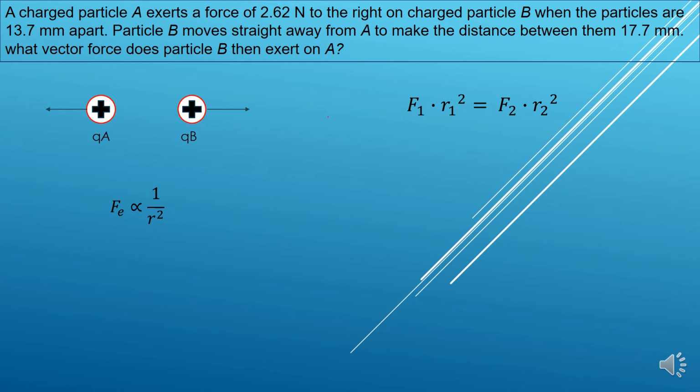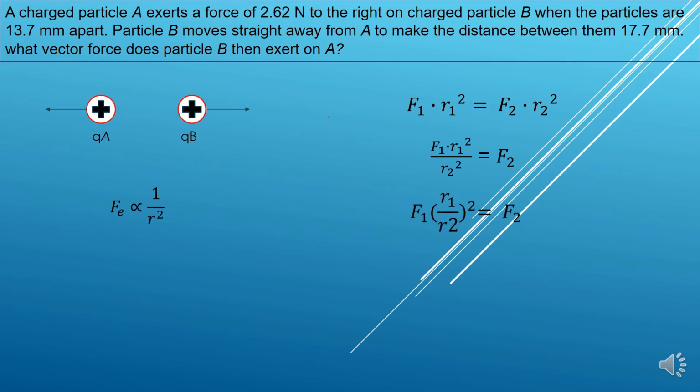Now, our job is to calculate the final force, because we're going to move the charges apart and then determine that new force. So what we'll do is divide both sides in this equation by r2 squared so that we can isolate that final force. And next, we can get a little fancy algebraically and rewrite those squares as r1 over r2, with that entire quantity squared, so it will look like this.